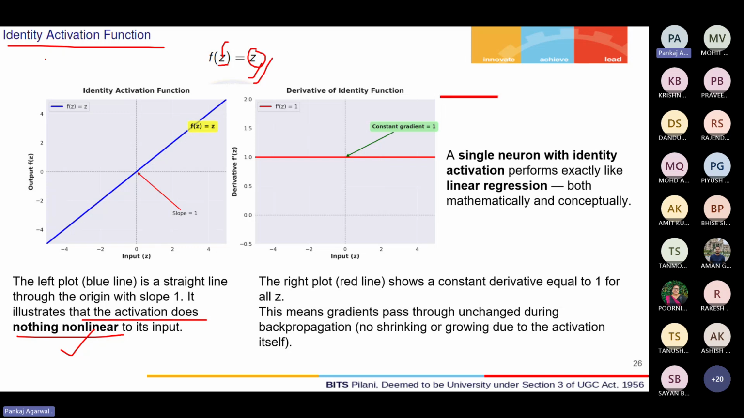So if the input remains linear, the output also remains linear, right? And if we take a derivative of the identity function, right? So here I'm trying to show that a single neuron with identity activation function performs like a simple linear regression. What I'm trying to show is why it was so easy for a single neuron to act like a linear regression equation, right?